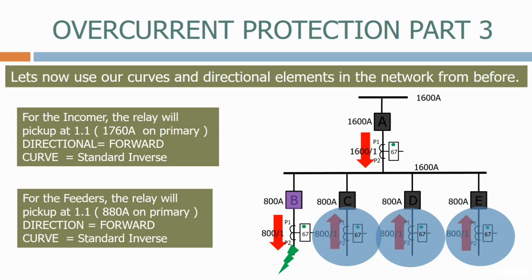For feeders C, D and E, again, they all saw the current and the overcurrent relays picked up, but the current that they see is in the reverse direction. Therefore, the relays don't operate. By using the directional elements and the curves, we've now achieved good fault discrimination, because only the breaker on the faulted feeder has tripped.